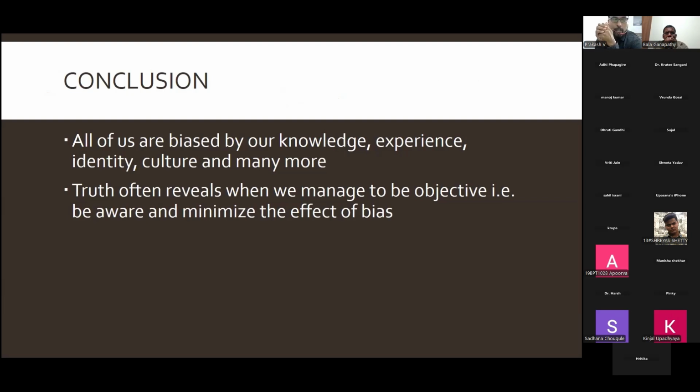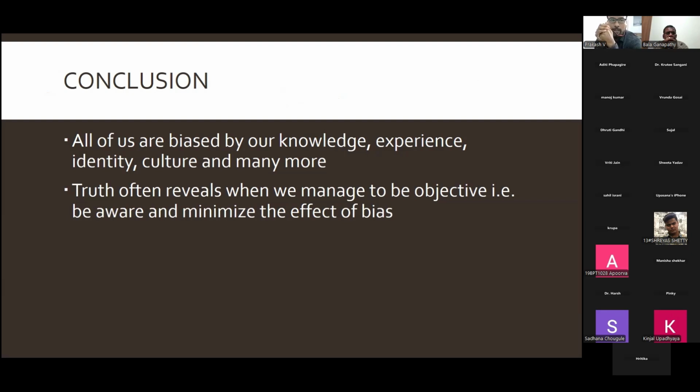Right. So we come to the end of this short talk. Basically, as I talked about, as human beings, we are all biased. Sometimes our knowledge actually has a lot of bias. We are biased by our knowledge, experience, identity, culture, and many more things. So we look at things from the perspective of who we are, our background, religion. That's why many people interpret the same thing in different ways.